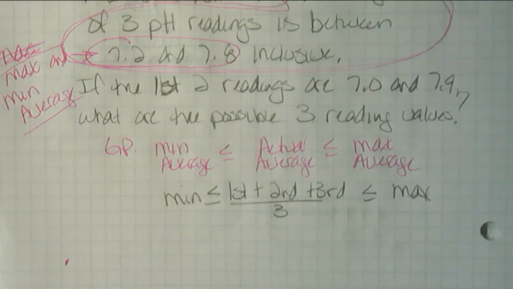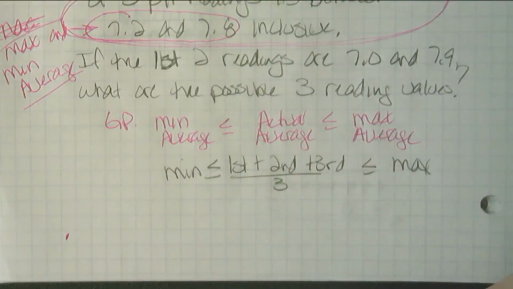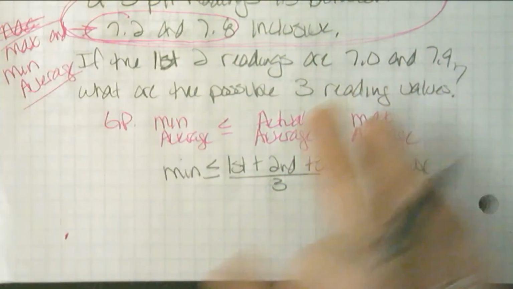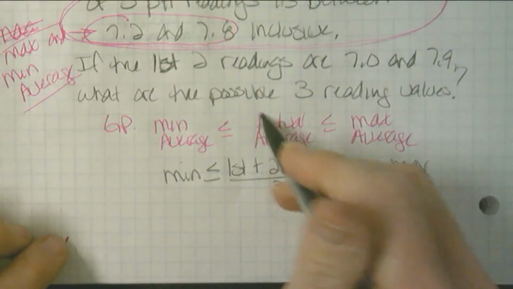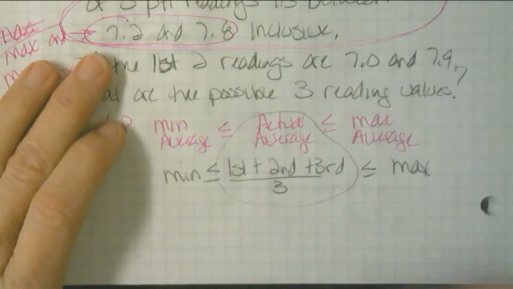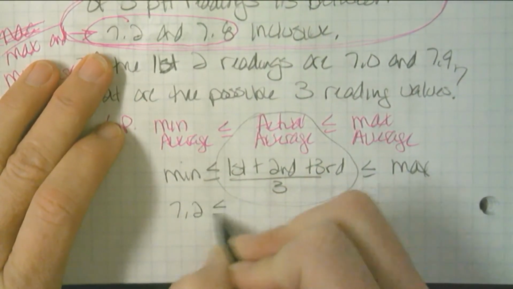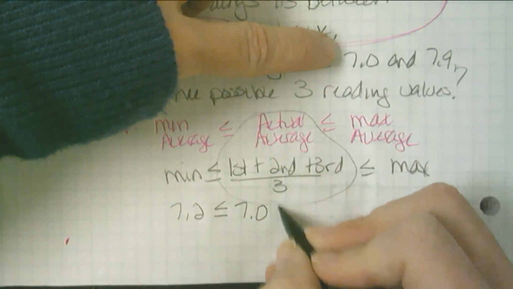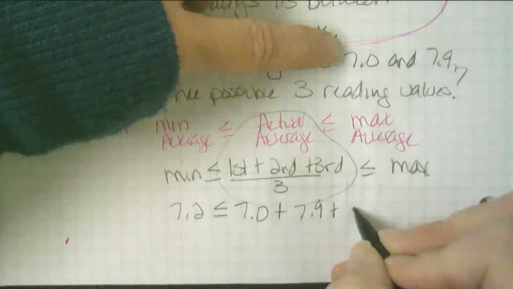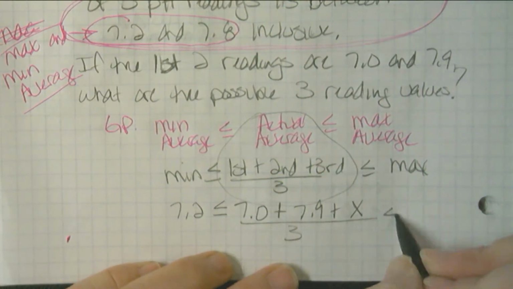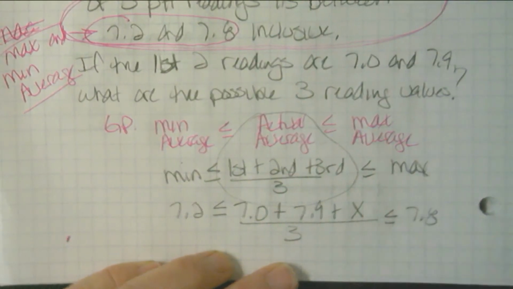So I started with a very general game plan, which I highly recommend. Your minimum of whatever you're measuring, your maximum of whatever you're measuring, and then the actual. And in this actual is the formula to come up with that actual of whatever you're doing. Here it's the average of 3 test scores. All right, well, my minimum is 7.2 is less than or equal to, well, my actual is my first test was 7.0 plus 7.9 plus x, because I don't know my third one, divided by 3, which is less than or equal to 7.8.